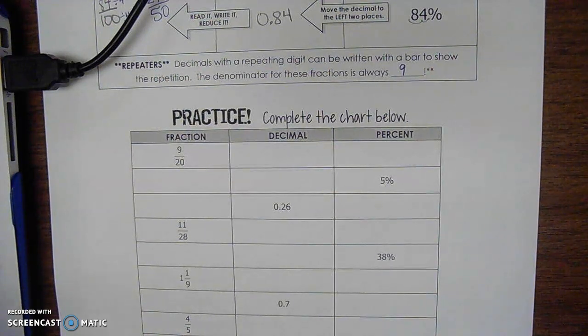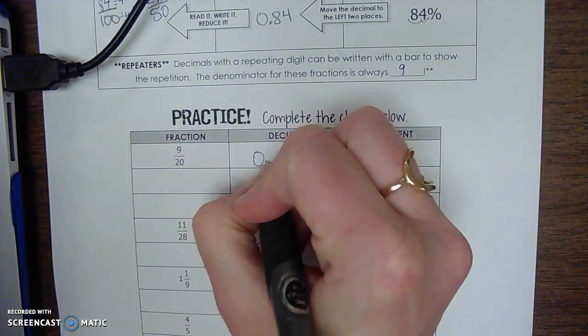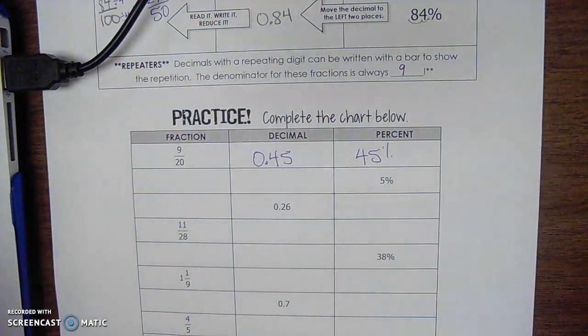So here's our first one, 9 out of 20. Again, 9 divided by 20 in your calculator, 0.45. Move it to the right twice to get 45%.